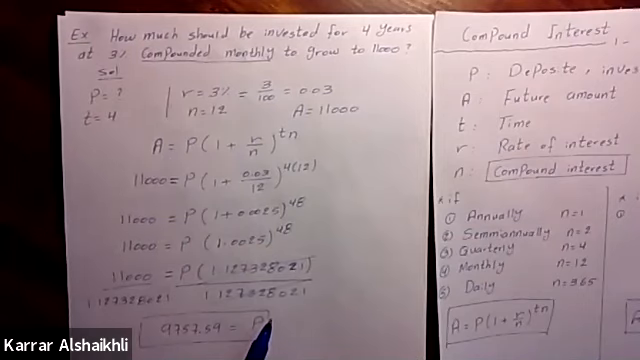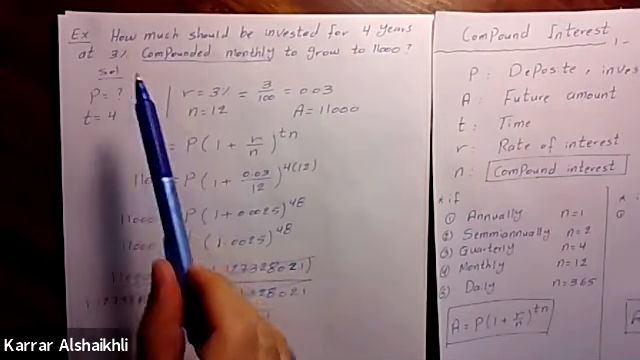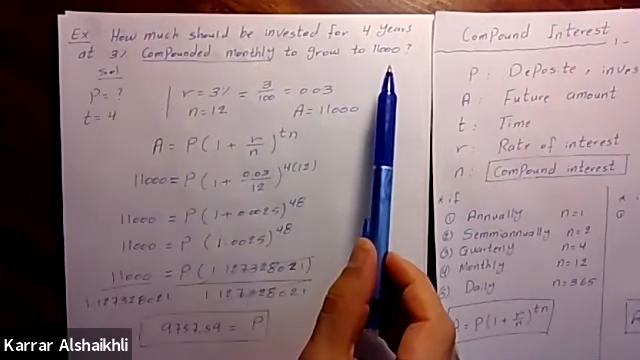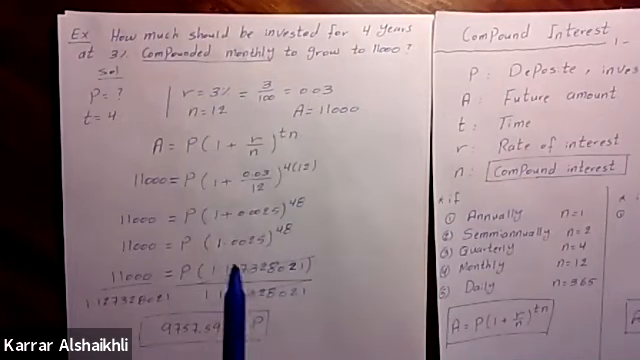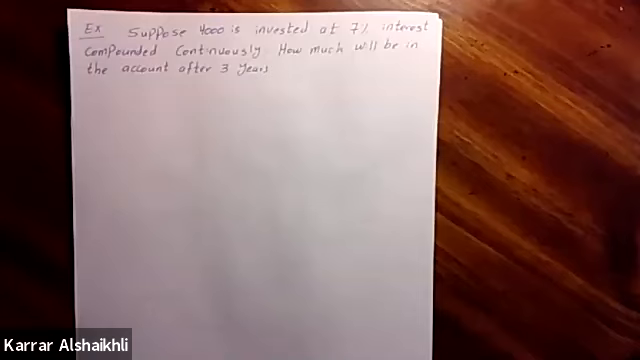Compound monthly means they're going to give you interest every month. With the rate of interest 3%, your future amount is going to be 11,000. So that's our goal. This is the second type. If they ask you to find the invest or the deposit, you're going to do exactly the same steps every time. So now you have two types. The first example, if they ask you to find the future amount. The second example, if they ask you to find the deposit or the invested, you're going to do exactly the same thing. So this is the second type, exactly the same process.